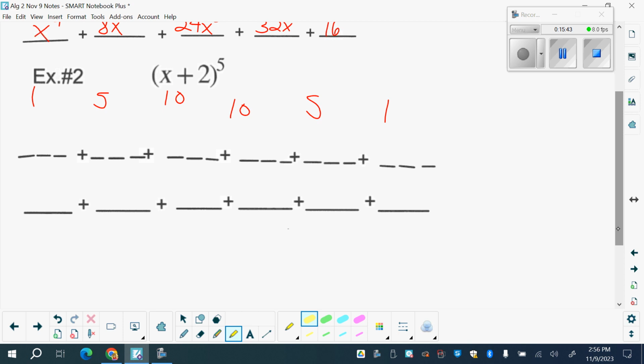Okay, so x plus 2 to the 5th, we're going to take a 1 times x to what exponent? 5 times 2 to what exponent? 0. Remember these numbers, the 5 and the 0, add to 5.